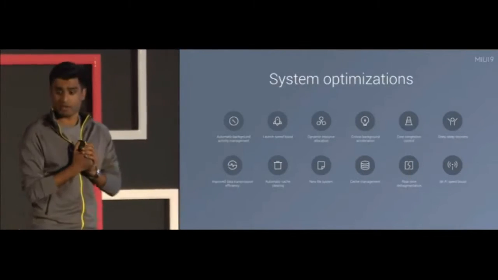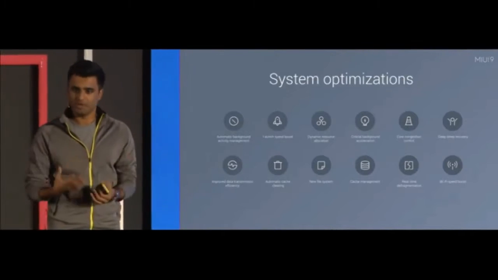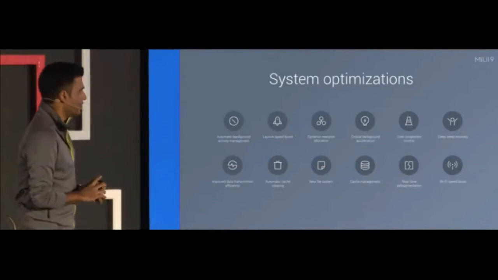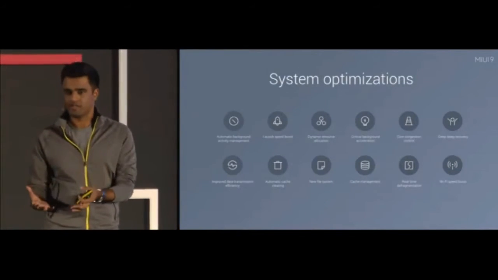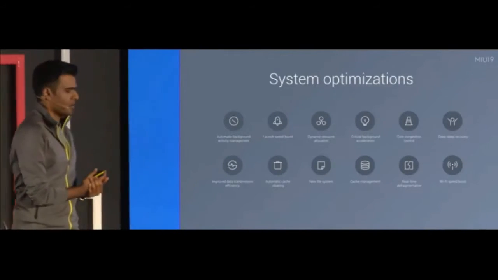Next, we have dynamic resource allocation. This makes sure that the hardware, things like CPU, your RAM, ROM, read-write speeds, input-output, that all of those resources are dedicated to the stuff that you're actively doing. And again, things that are happening in the background use a little bit less power.